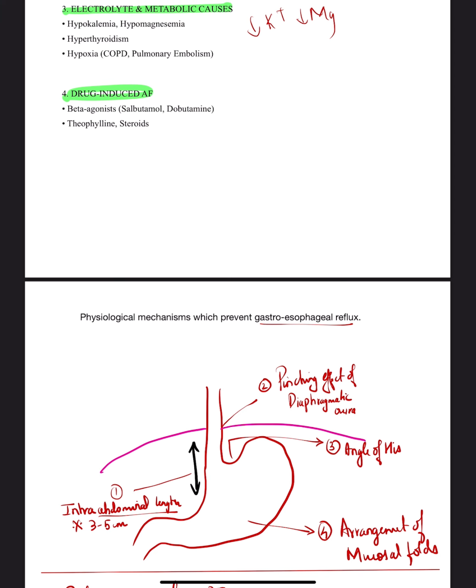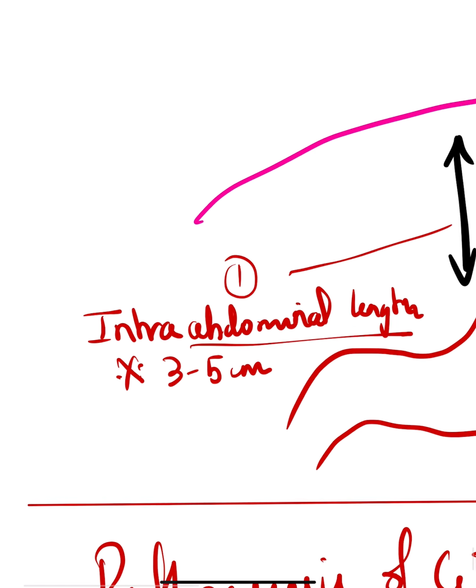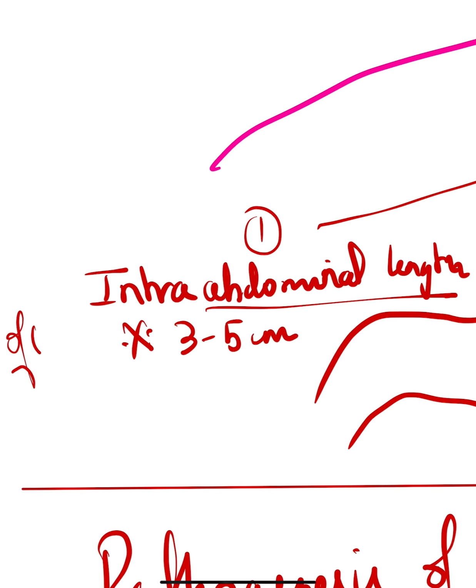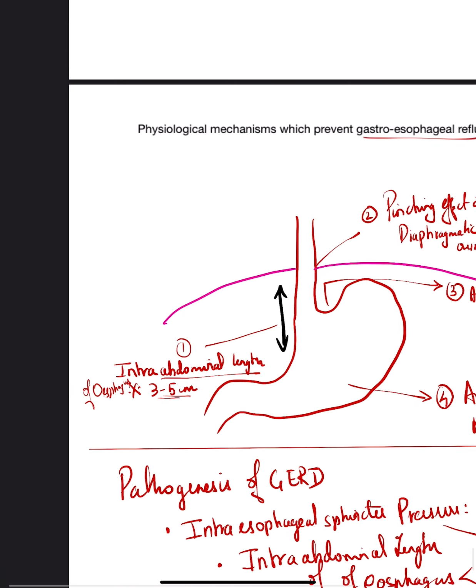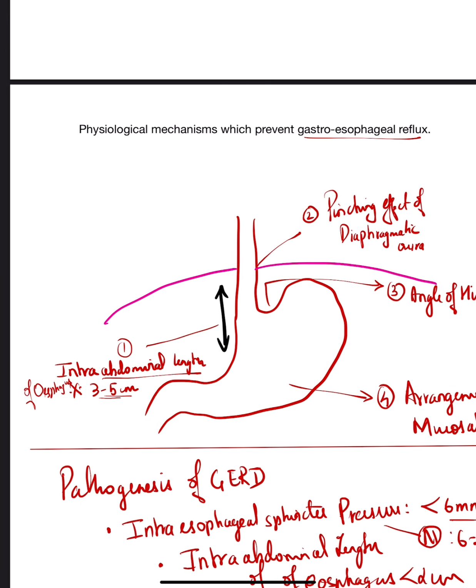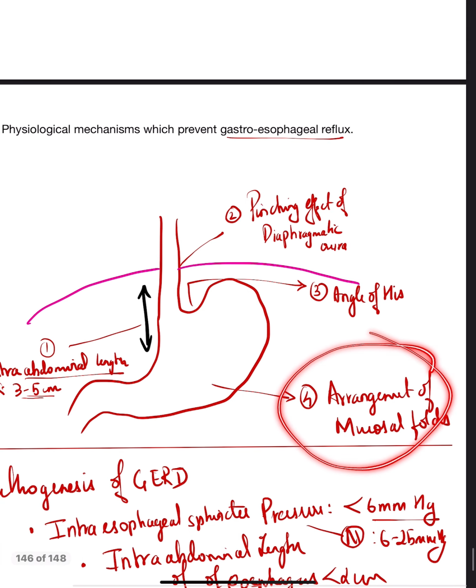So here we have what? The very first important parameter is the intra-abdominal length of the esophagus. We're talking about the esophagus. GERD is all a pathology within the esophageal sphincter. That should be between 3 to 5 centimeters. Then the second important parameter is the pinching effect of the diaphragm. Third one is the angle of His. Fourth one is the arrangement of the mucosal folds.